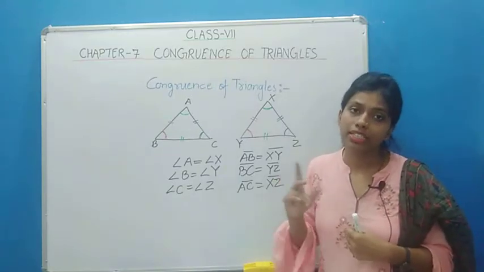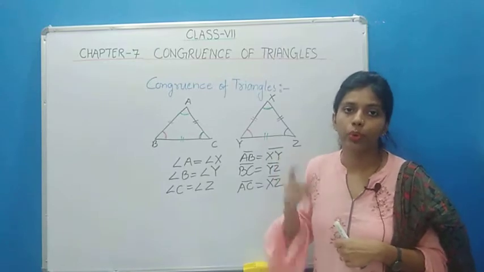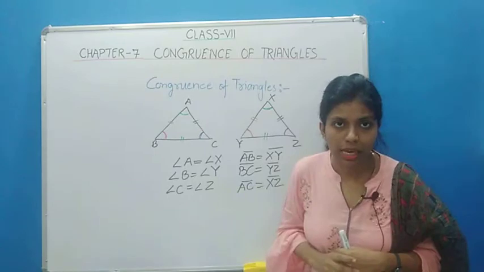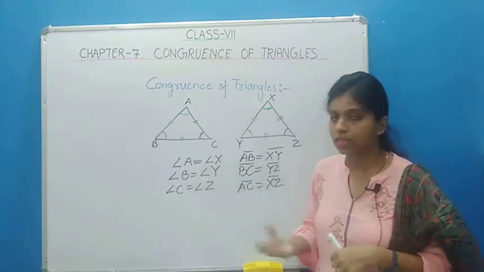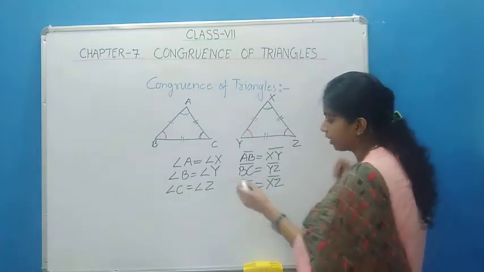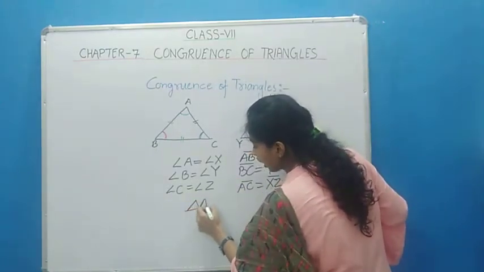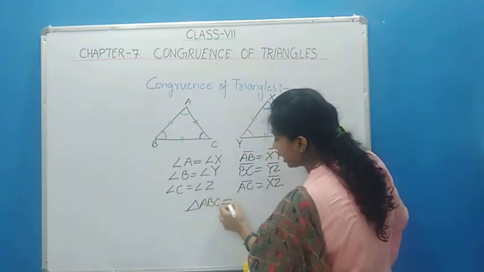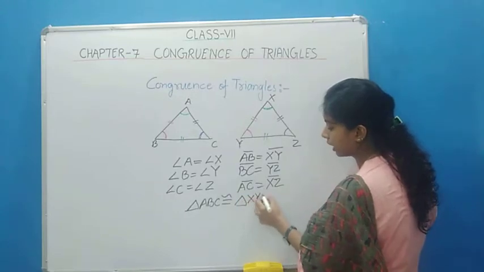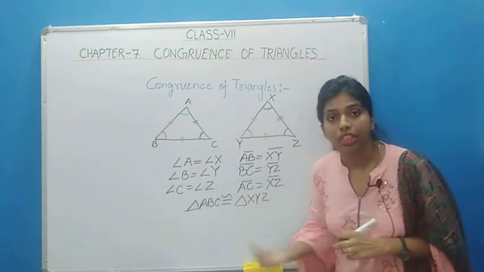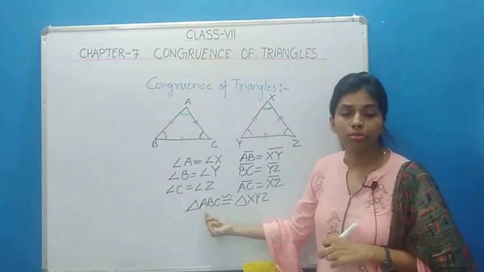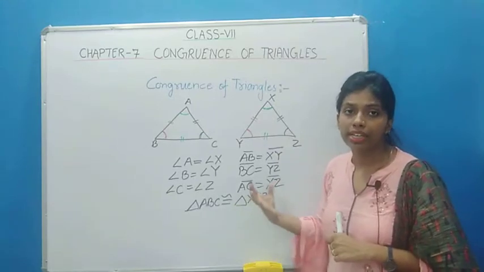So what is necessary for two triangles to be congruent? It is necessary that the two triangles have the same shape and all these 6 aspects are equal to each other. Then only we can write that triangle ABC is congruent to triangle XYZ. Okay, it is important that we arrange the names of the triangles in correspondence form only.